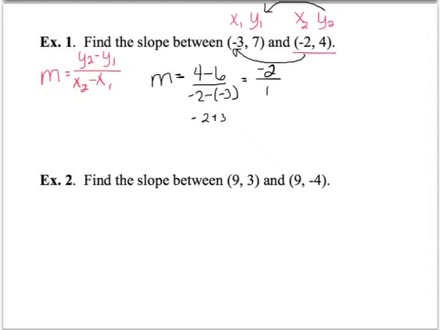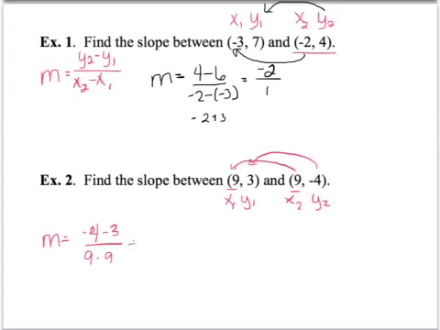Example 2. Find the slope between 9, 3 and 9, -4. Well, if you notice here, we have the same x-coordinate. So does that mean we're not going to have any change in the rise, or are we not going to have a change in the run? Let's find out. -4 minus 3 divided by 9 minus 9. So I have -7 in the numerator over 0. We cannot divide by 0. Therefore, our slope is undefined.